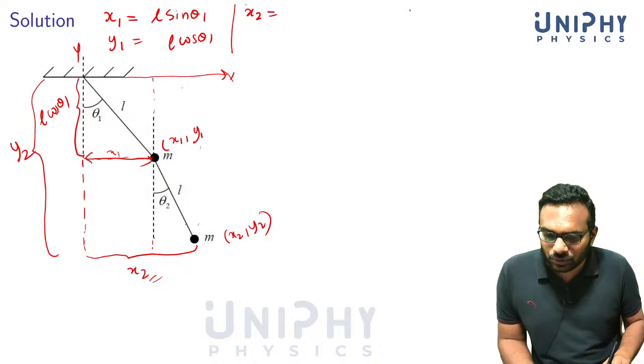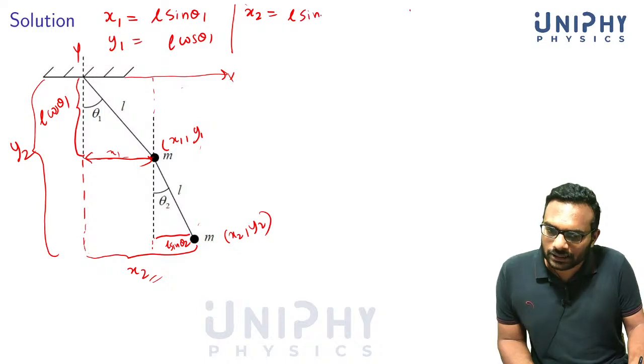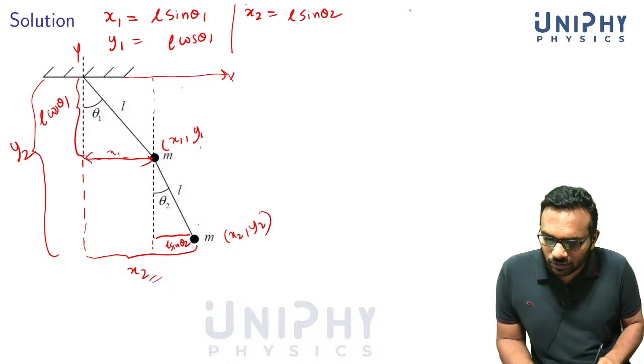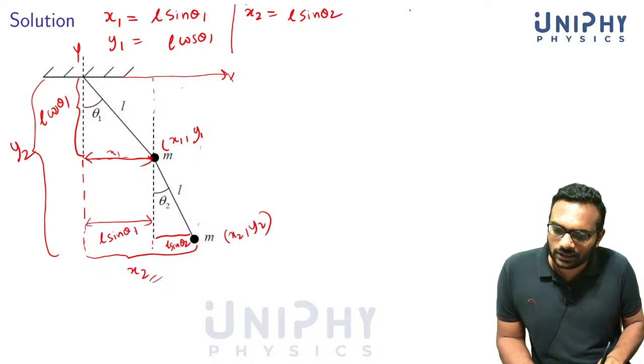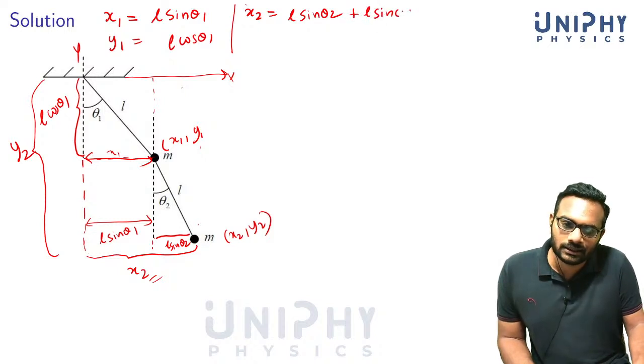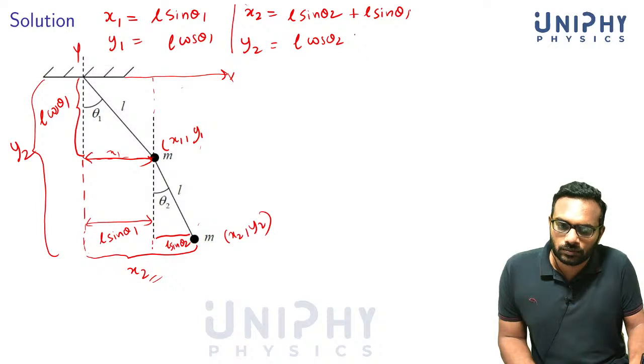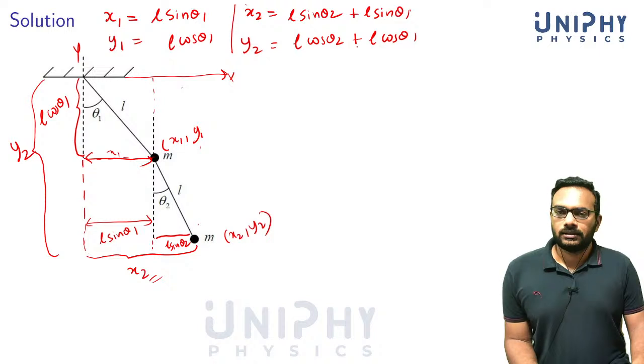You see that x2 is equal to, let's write it as L sin theta 2, that would be this length. And we already know that this other length is L sin theta 1. So x2 is L sin theta 2 plus L sin theta 1. Similarly, you will see that y2 is equal to L cos theta 2 plus L cos theta 1.